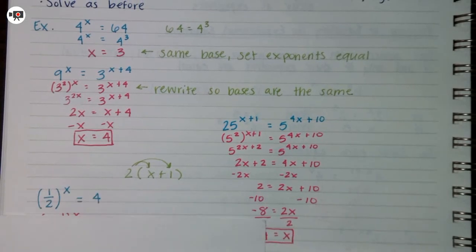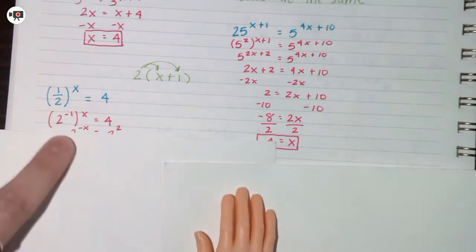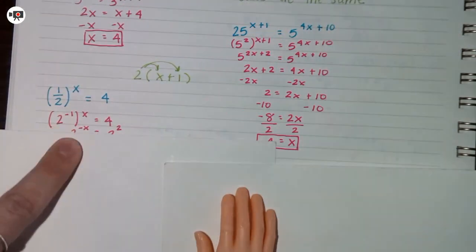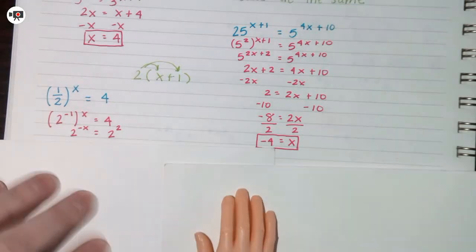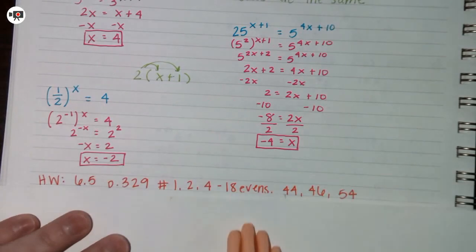So if I have 1/2 to the x power equals 4, I can rewrite this 1/2 to have an exponent. That'd be a -1. Then multiply -1 times x, so I get 2 to the -x, and now I have the same base, and I can solve for x.